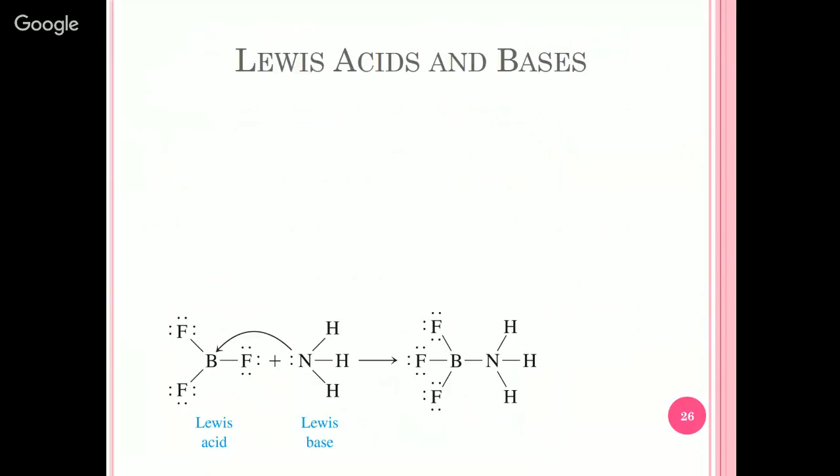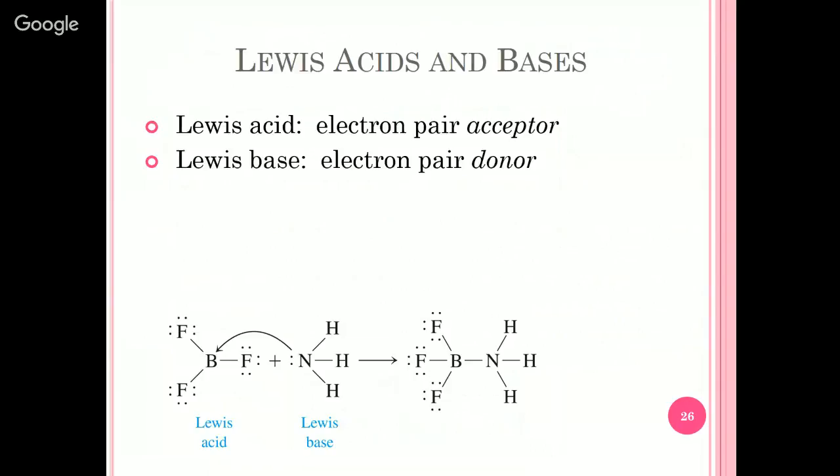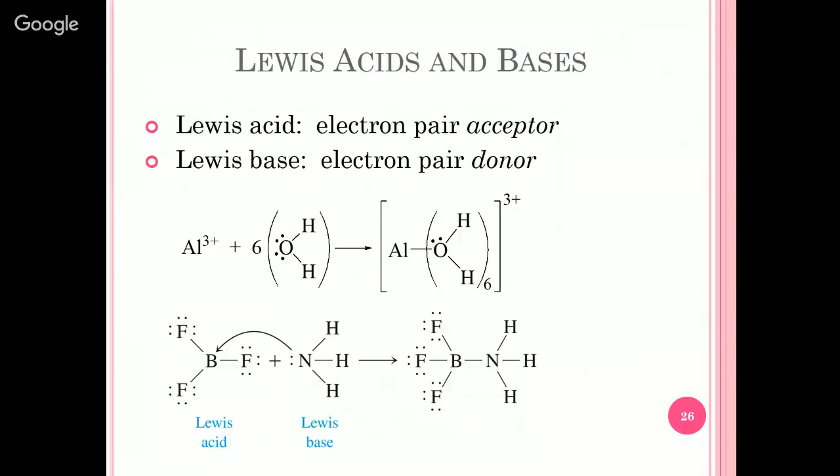So last definition of acids and bases, we can look at a Lewis acid, which is now an electron pair acceptor, versus a base, which is an electron pair donor. So for example, here, aluminum with a +3 charge, positive, which means that it can attract lone pairs of electrons on, say, a water. So this is a hydrated aluminum complex. Aluminum then is acting as an acid. Water is acting as a base. Electron pair acceptor, electron pair donor.